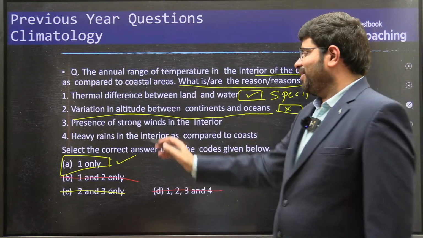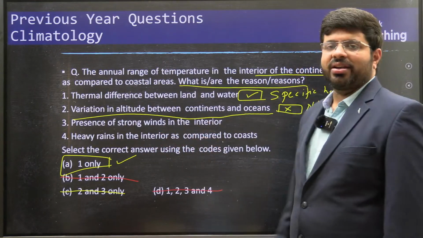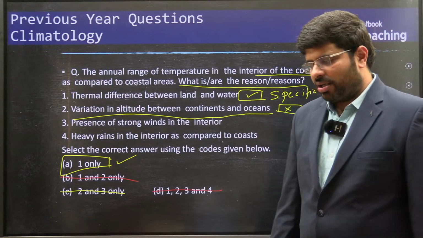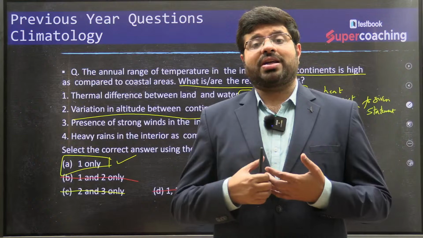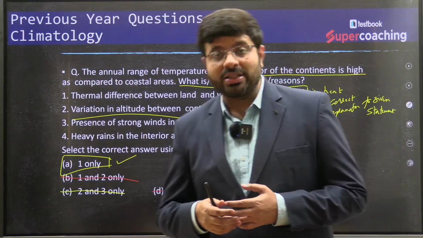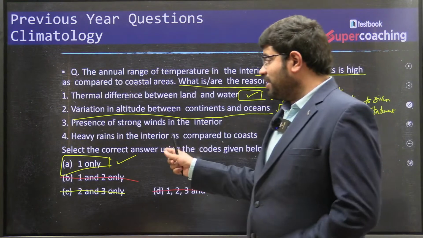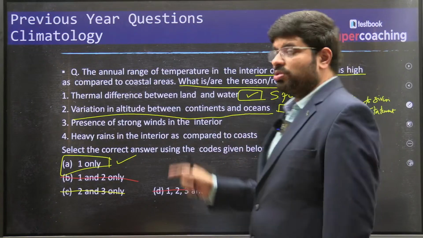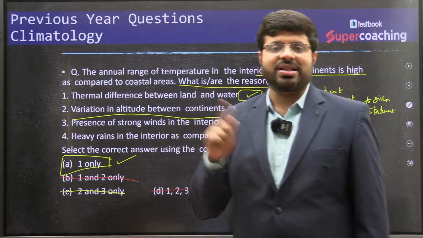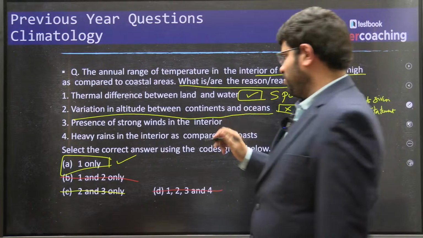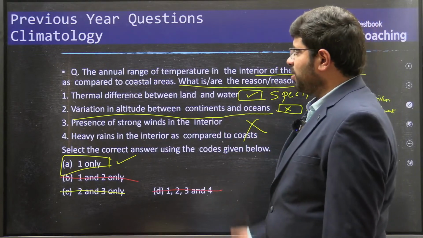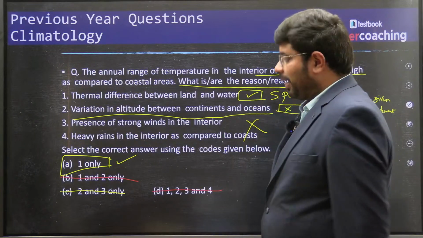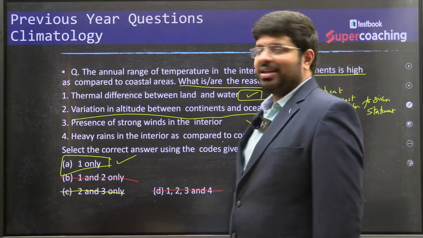Right. Then third statement, just for confirmation, let us have a confirmation bias now to confirm the same thing. Presence of strong winds in the interior. There is no necessity that winds are strong in the interior. Winds are usually stronger when there is a contrast of more temperature. Nothing to do with this. Heavy rains are in the interior as compared to coast. Usually heavy rainfall happens in the coastal areas than in the interiors. So these statements are also wrong. So for the range of temperature, there is only one factor. I think there is some trickiness involved.